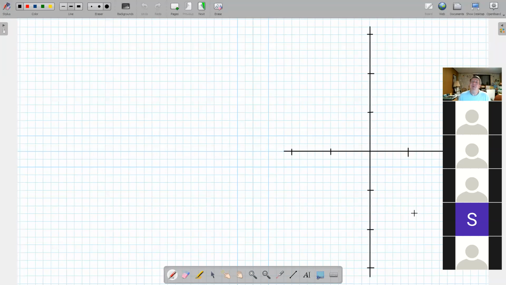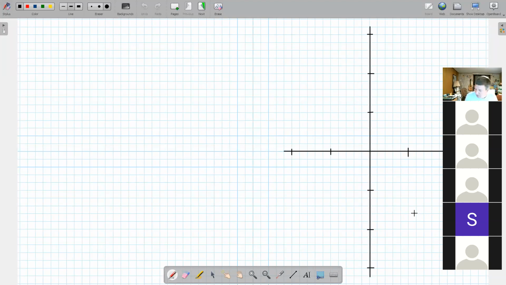Okay, we're going to do the same thing with linear inequalities. We're going to have a system of two separate linear inequalities. We're going to graph both of them on the same grid and then find out where those two intersect, and that will be the solution.